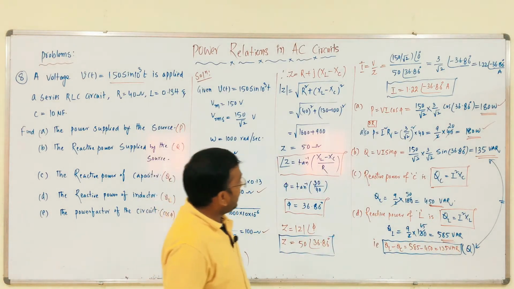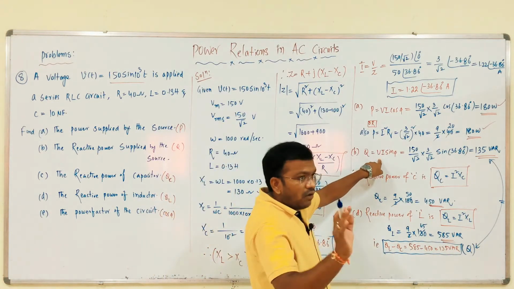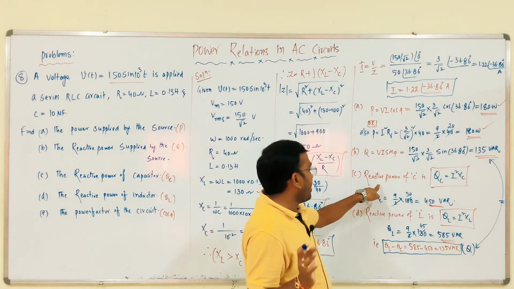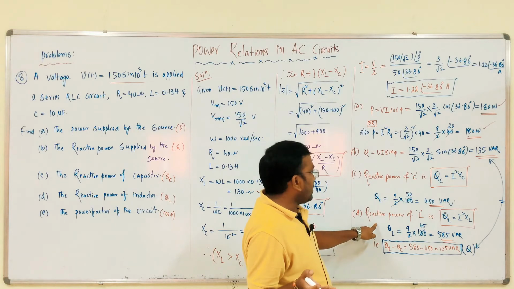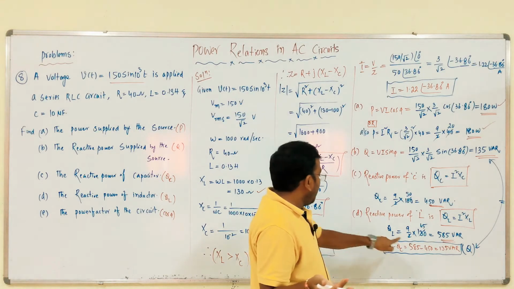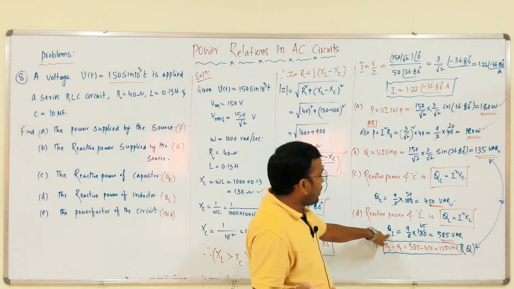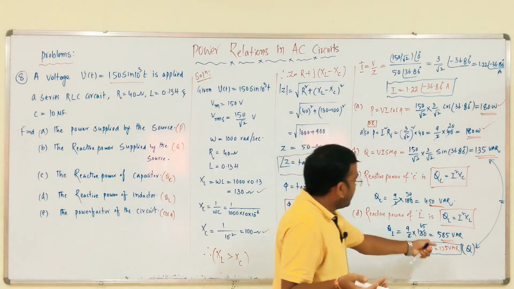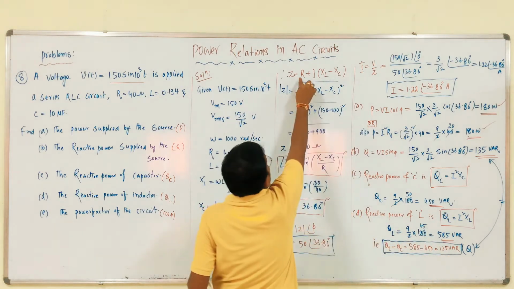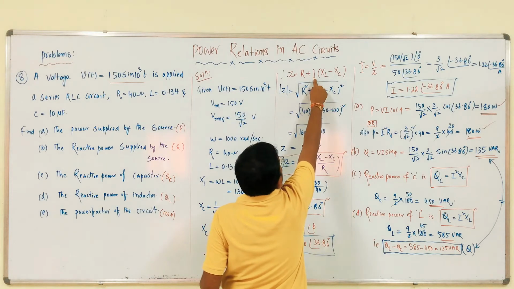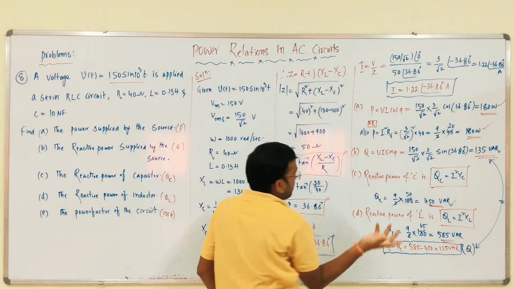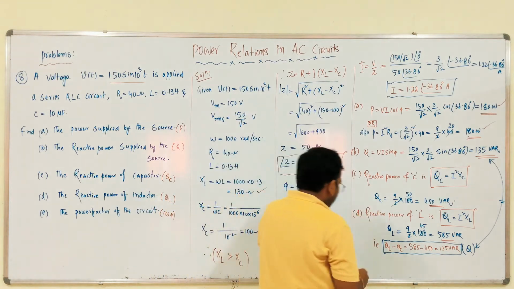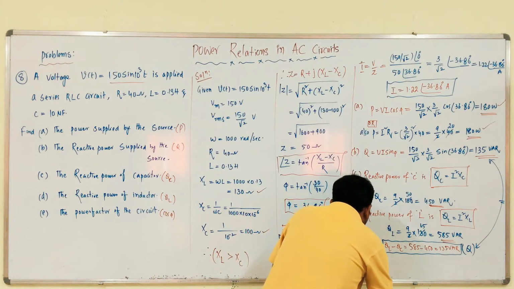We can calculate directly V I sin phi, or we can calculate the net reactive power from the reactive power of capacitor and reactive power of inductor. Then we have to check which one is more. Here inductive reactive power is more than the capacitor reactive power, therefore Q_L minus Q_C is 135, that is I square into X_L minus X_C, which is nothing but reactive power supplied by the source, that is 135. Clear?